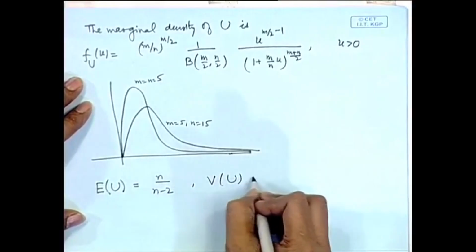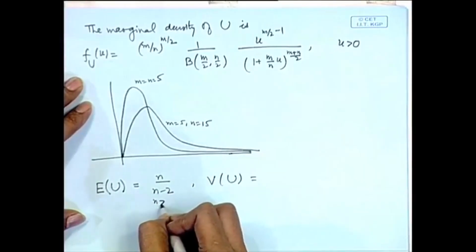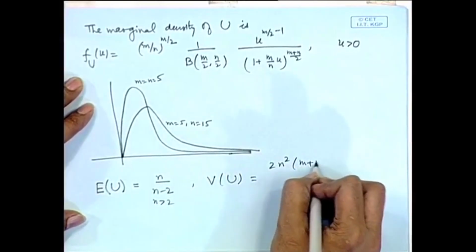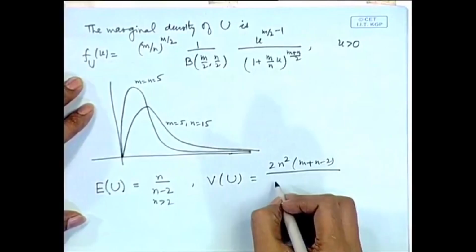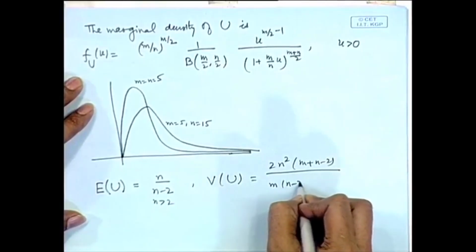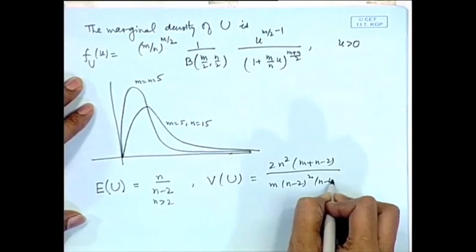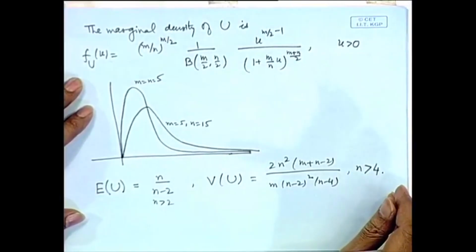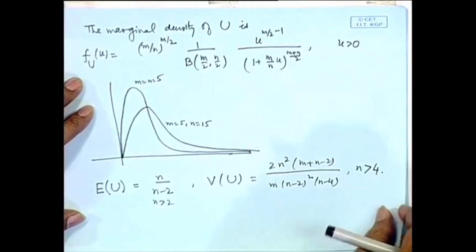Variance of u is equal to, here you need n greater than 2, and the variance term is twice n square into m plus n minus 2 divided by m into n minus 2 square into n minus 4. This is valid for n greater than 4. This is a positively skewed distribution.